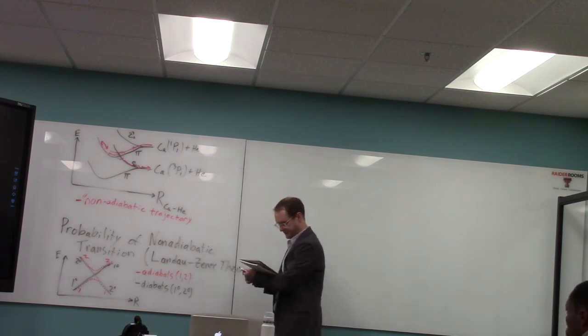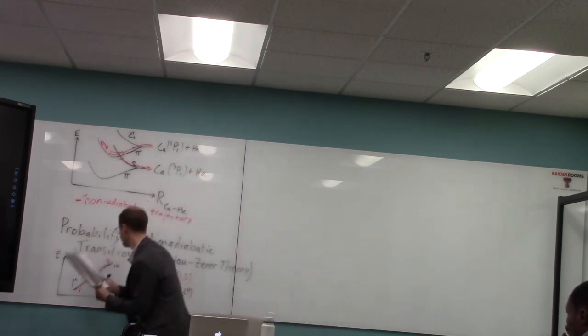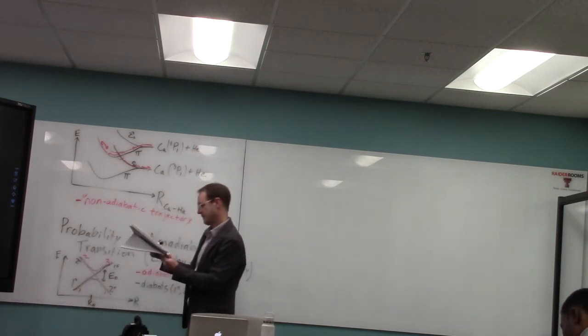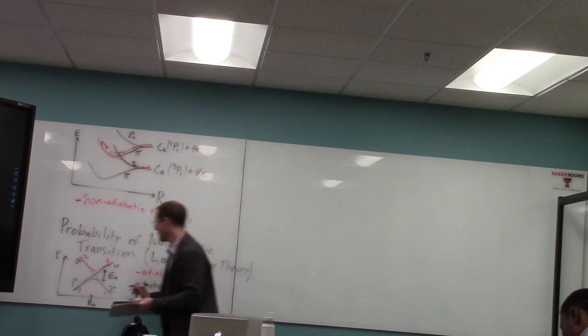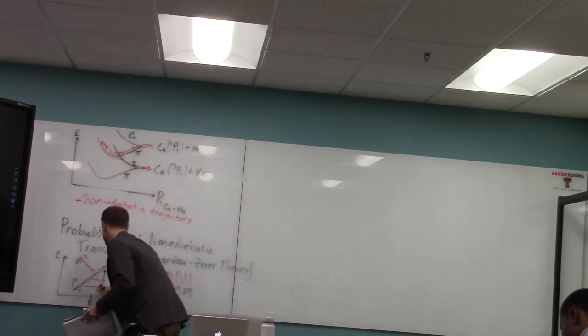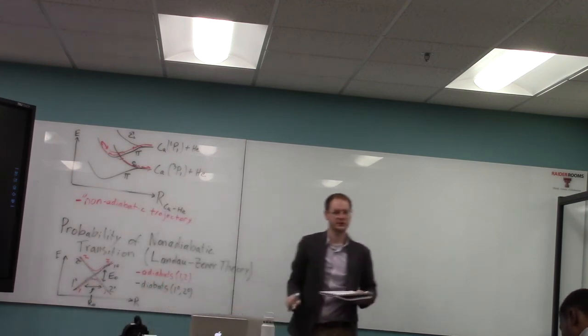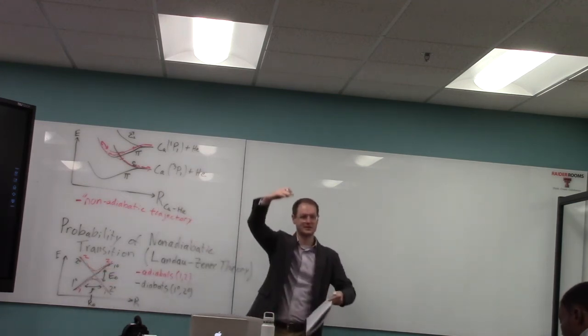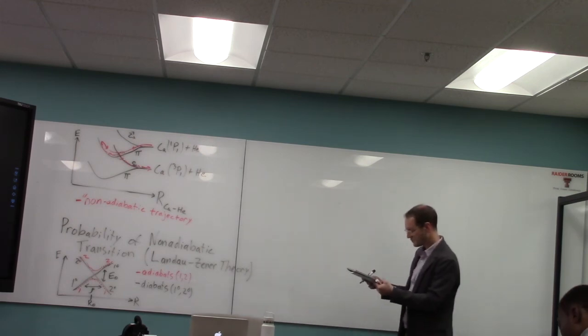Okay, and we can define some parameters. Let's say the minimum separation between these adiabats occurs at a position R0, and the energy separation, from here to here, we'll call that E0. And let's say that also there's an interaction distance, and we'll call that rho. That's the characteristic distance over which these two diabats interact with each other and separate in energy.